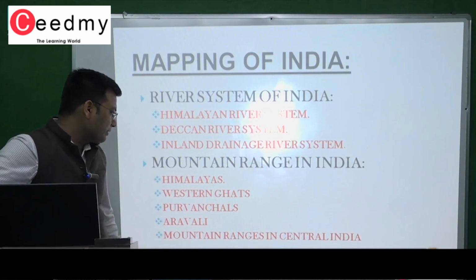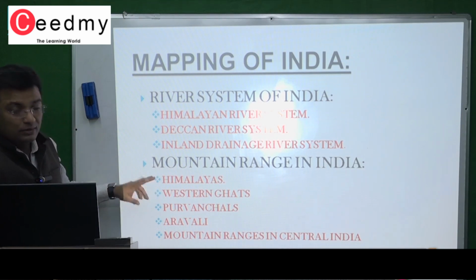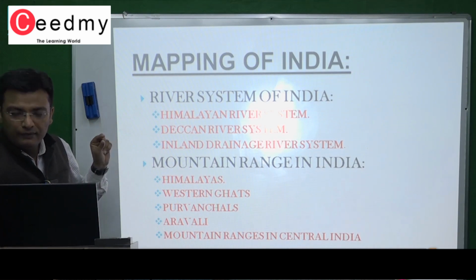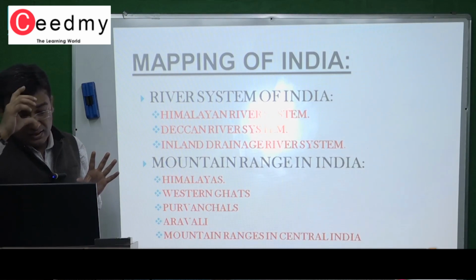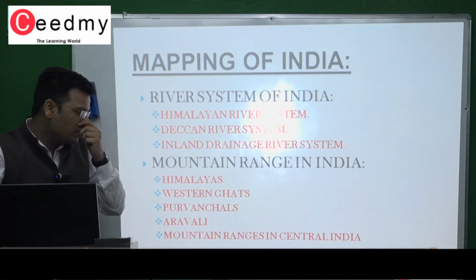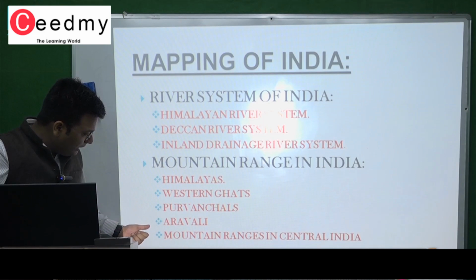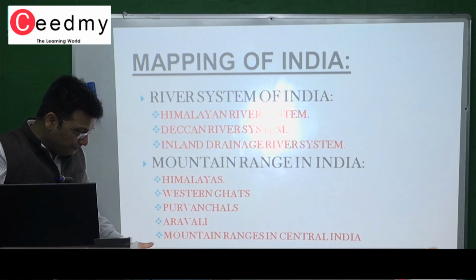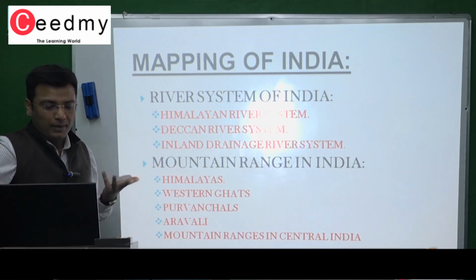Now, mountain ranges in India: Himalayas, Western Ghats. Western Ghat is more important than Eastern Ghat. I will give a few facts on Eastern Ghats, because UPSC is not giving more importance to Eastern Ghat because of its lesser importance. Purvanchals, Aravali, and mountain ranges in central India, like Satpura, Vindhyas, Rajmahal Hills, Maikal Hills, etc.